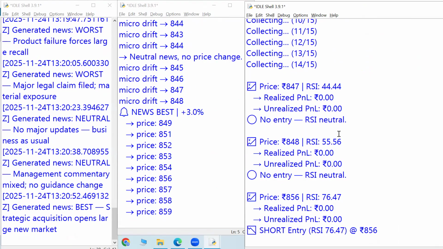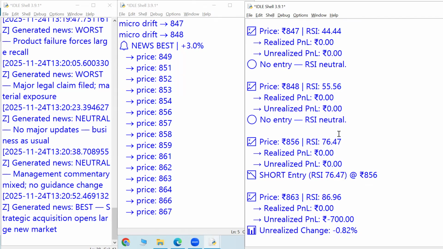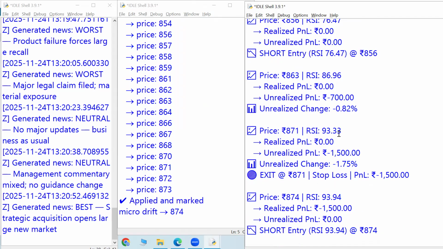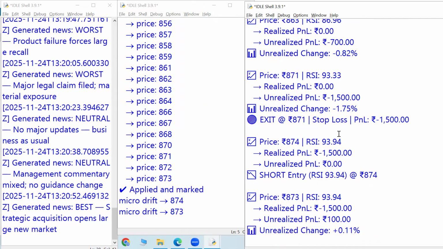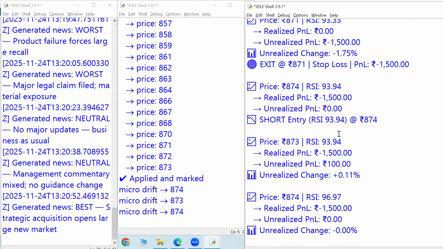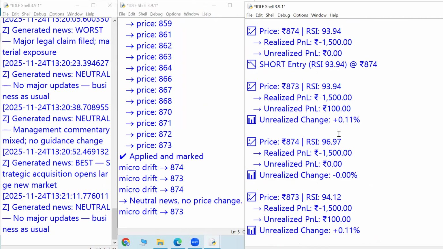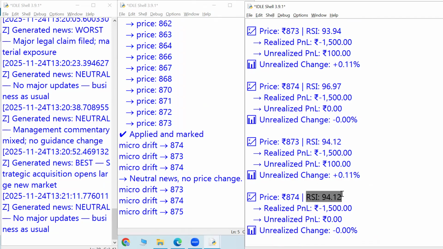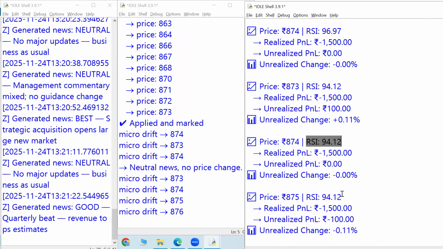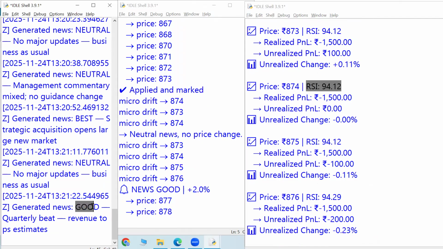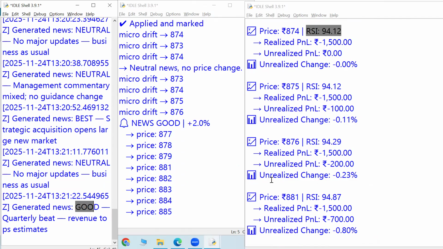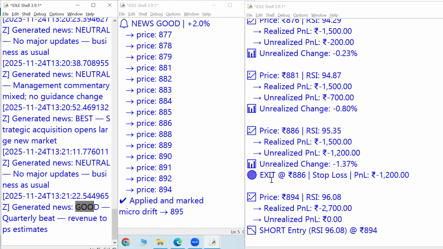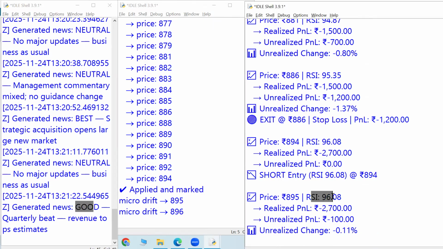The price is above a certain value, the RSI is above 70. Okay, we book a stop loss because the market was going very fast against us. See, I'm trying to show what is actually happening in the market. The RSI signal is perfect, our entry is also perfect, but the news is against us. You can see the good news has come. We are going to book one more stop loss. Okay, we have booked one more stop loss. We again have the short entry because the RSI is above the value.